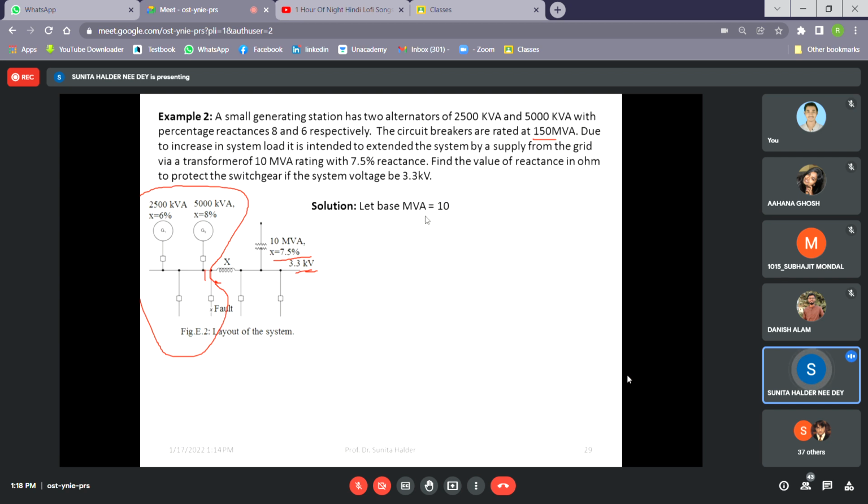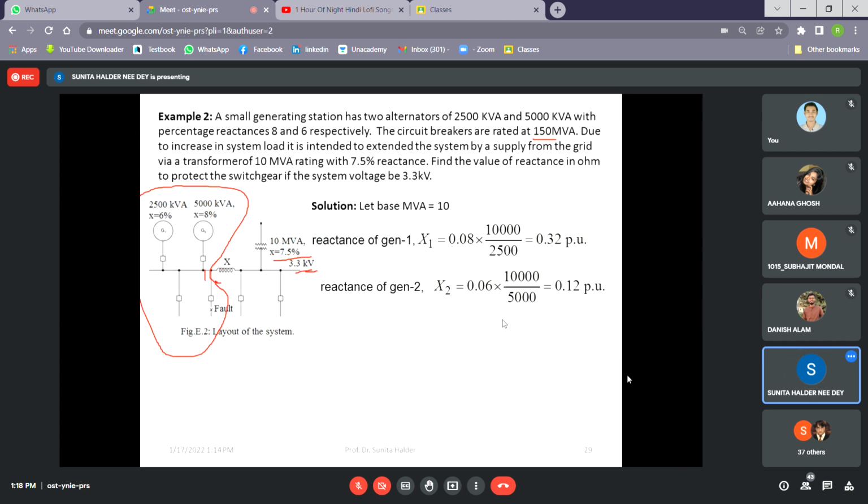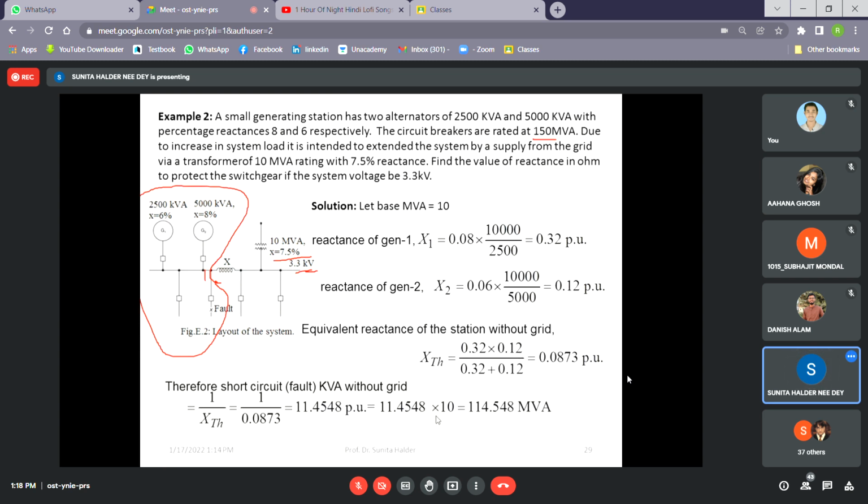So let us assume base MVA 10. Why base MVA 10? Because maximum MVA is 10. Then let us change the generators' X as per unit conversion formula. Then the total reactance of the station without grid, they are in parallel, so this is the reactance. So 1 upon this reactance will be the fault current. So the fault current is 11.45 per unit. So the fault MVA will be 11.45 per unit, because the bus voltage is 1 per unit. So it comes to 114.54 MVA.